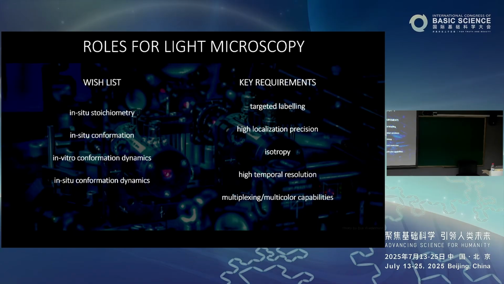to get to that. Basically, you need to have targeted labeling. You need to put fluorescent molecules in the right place. You need high localization precision. You need isotropy because most of the problems are three-dimensional. You need high temporal resolution. By this, I mean in the millisecond, potentially sub-millisecond. It's very hard, with light, to get further than that because you can push things to get a photon every 10 microseconds or something like this, but not more. And then, of course, having multiplexing or multicolor capabilities. This will scale up the number of objects that can be observed.